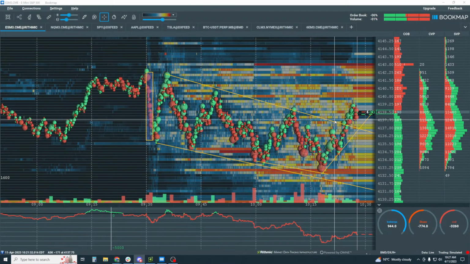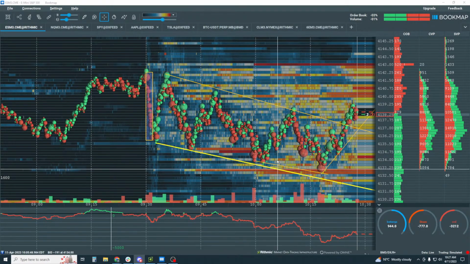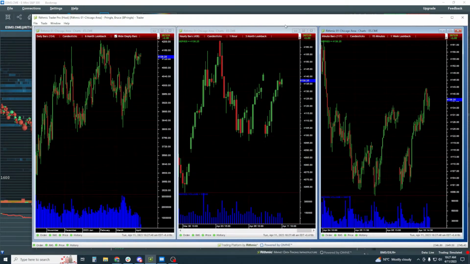Yeah, I just wanted to cover those two elements, and then a little bit of that microstructure, but let's take a look at our bigger picture. Here's our bigger picture: we have a daily chart on the right, an hourly in the middle, and our 15-minute on the right.